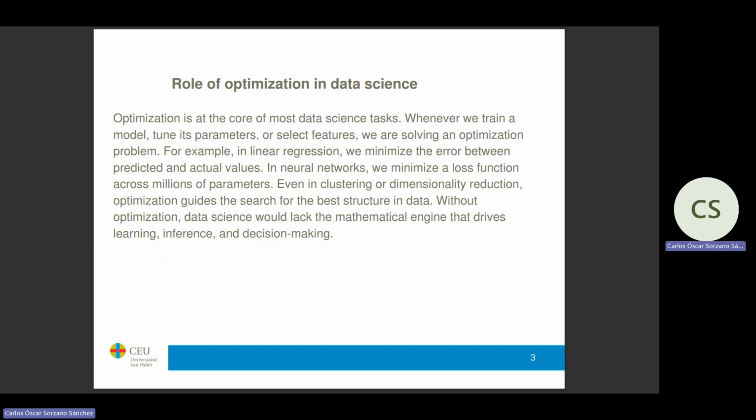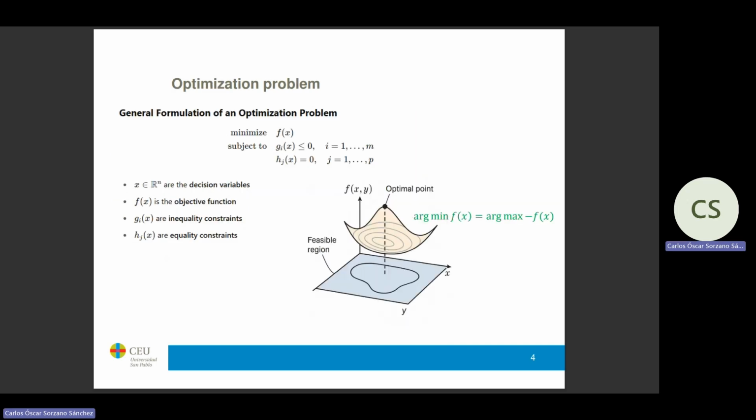So in all data problems, there is always an optimization problem behind. Without optimization, you can have a solid mathematical way of finding the parameters that you need to learn, to do inference, to do decision making. Okay, so if it is an optimization problem, if it is finding a minimum of something, we can try to give a very general formulation of the problem.